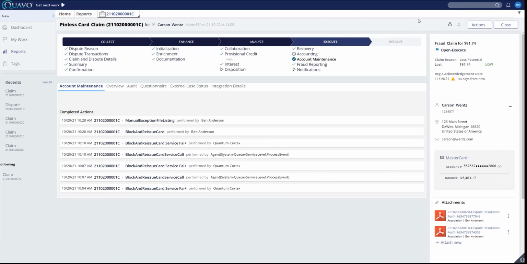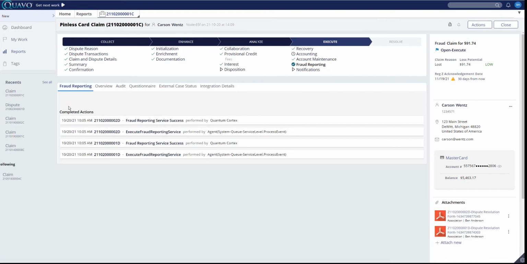Next, we have the fraud reporting step. This step is completed immediately after our enrichment call to ensure that we are reporting fraud with the associations in a quick and timely manner, to protect both the bank and the cardholder. This step is only applicable on fraud cases.